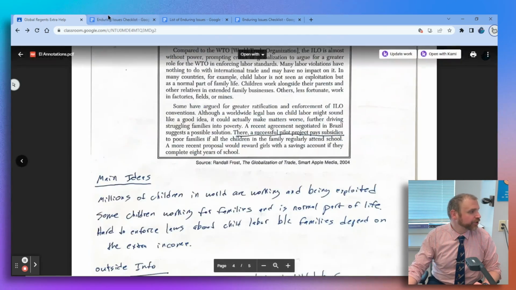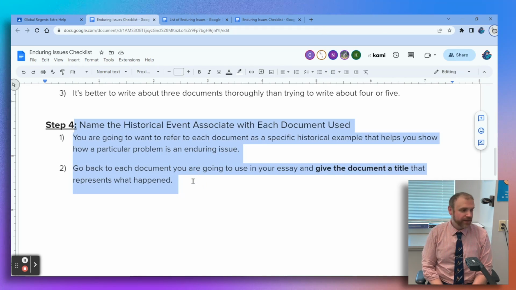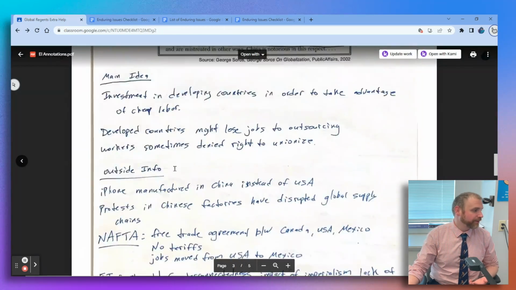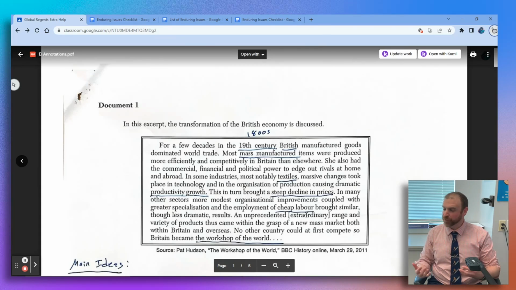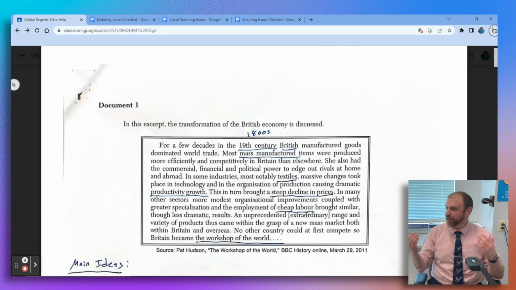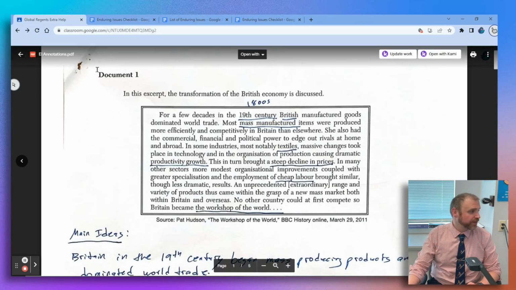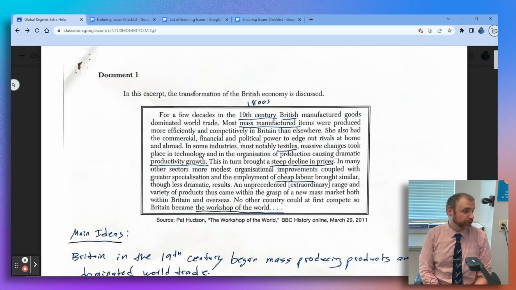Okay? The next thing you should probably do, and this applies to your introduction paragraph, is you want to give names to the events. So for example, we're going to use document 1. If I'm going to write about it as an example of history that shows an issue, I don't want to just say document 1 shows interconnectedness. I want to call this something. So you should go back to your documents that you use and name them something. Maybe document 1 is the Industrial Revolution in Britain. Maybe that's what you'll call this one.